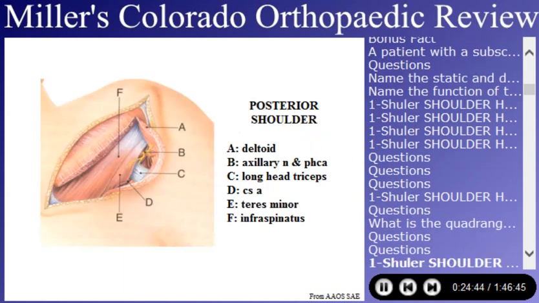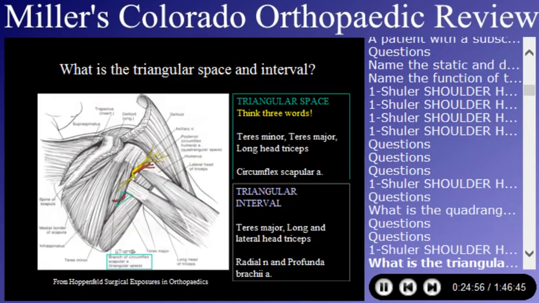Posterior shoulder, just label those. A is deltoid. B, axillary nerve, posterior humeral circumflex artery. C, long head of triceps. D, circumflex scapular artery. E is teres minor. F is infraspinatus. Triangular space, shown here.